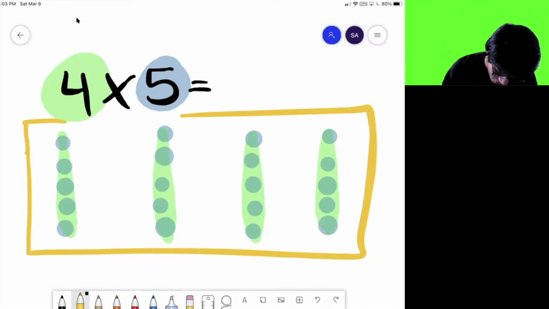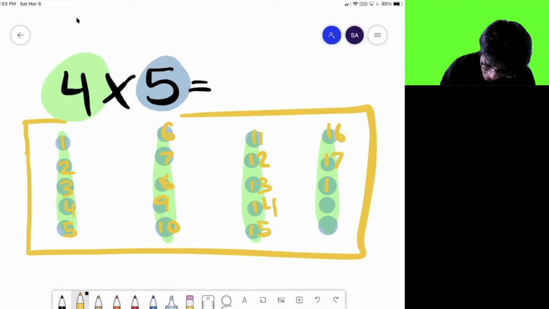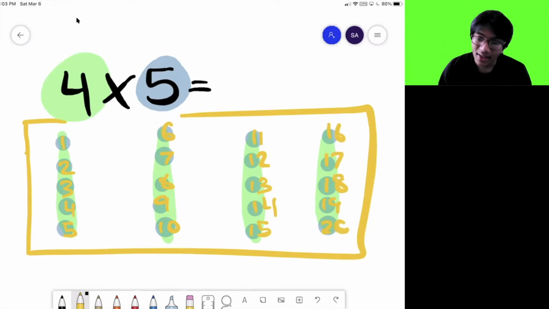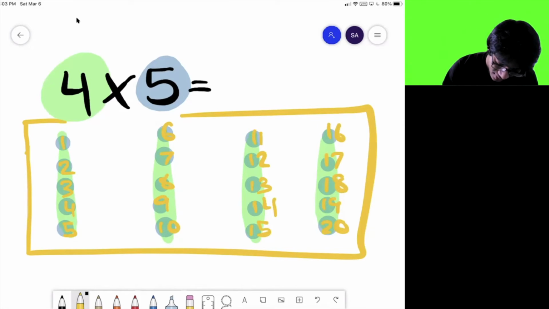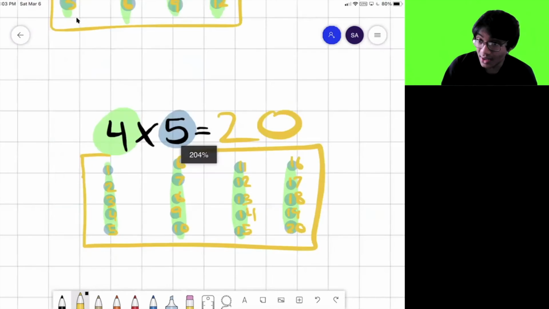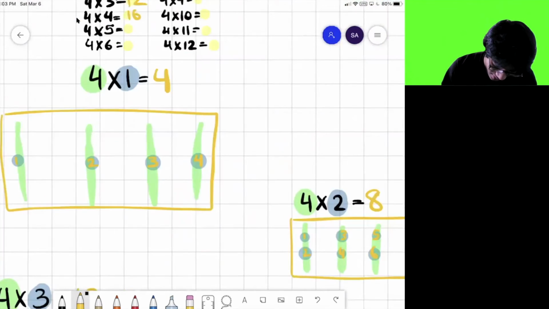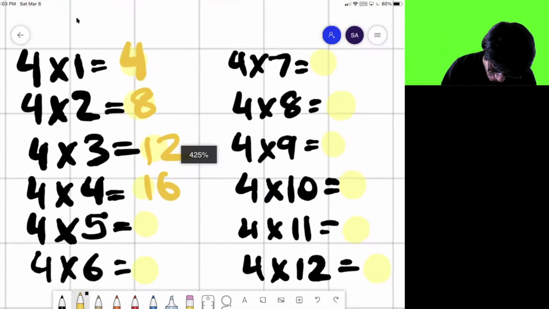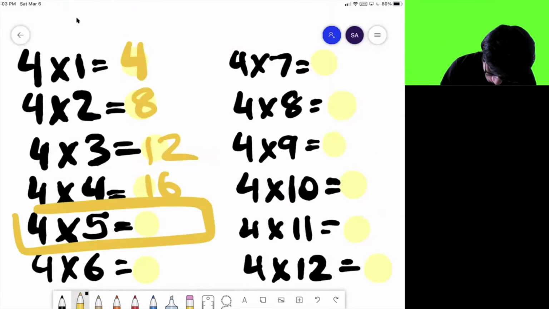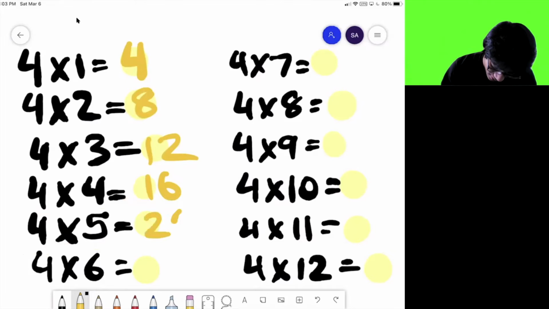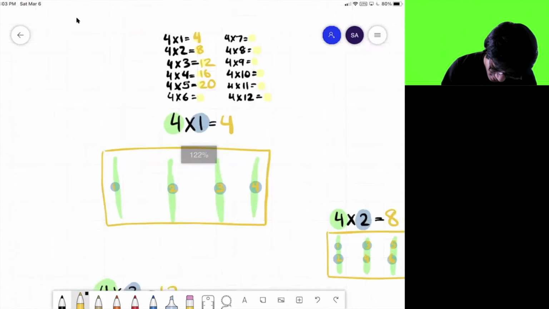Well, count it up. 1, 2, 3, 4, 5, 6, 7, 8, 9, 10, 11, 12, 13, 14, 15, 16, 17, 18, 19, 20. So 4 times 5 is 20 because there's 20 dots. So let me go back to my table and I'm going to write that 4 times 5 is 20. Now let's do 4 times 6.